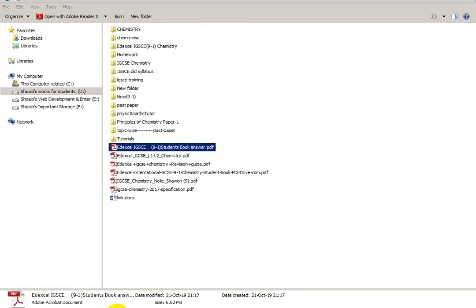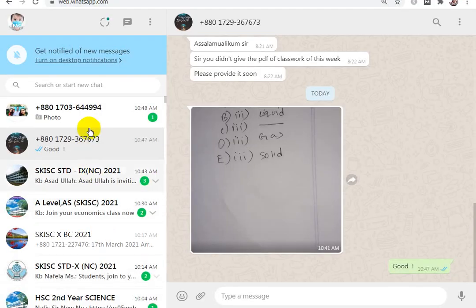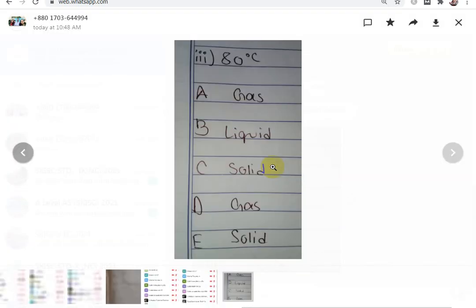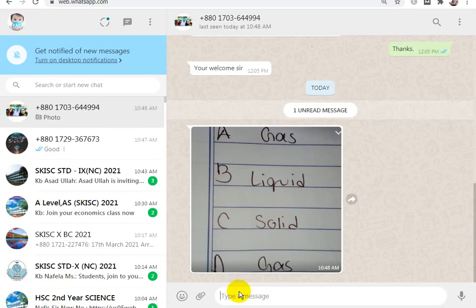Okay, let's see, other students have given this one. Who is this? Arya Bashir. Arya, take a screenshot for attendance. I am checking your answers. Okay, sir, you are now captain. Your captain: A gas, B liquid, C solid, and D gas, C solid. Yes, excellent. All are correct. Excellent.